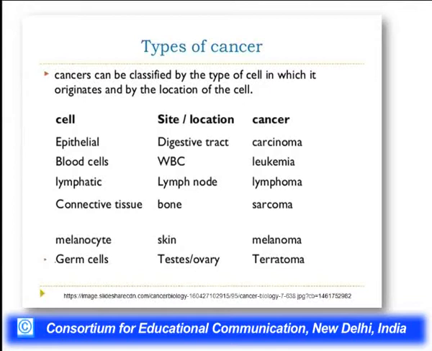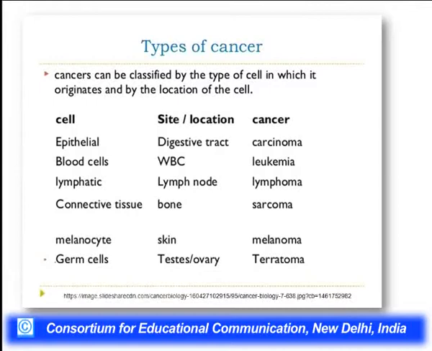While if it is caused in the connective tissue, majorly the bones and the muscles, it is called as sarcoma. In the skin, it is called as the myeloma. While in the germ cells, especially the testes and ovary, it is called as the teratoma. So by these ones, we can classify the various types of the cell which have got affected.